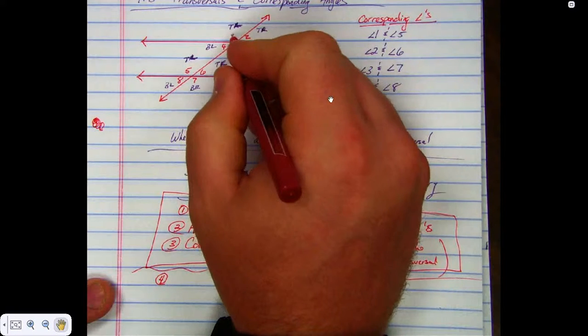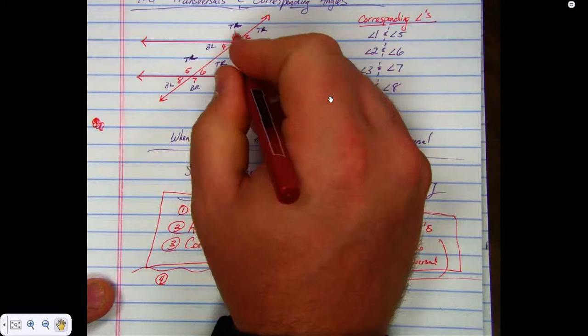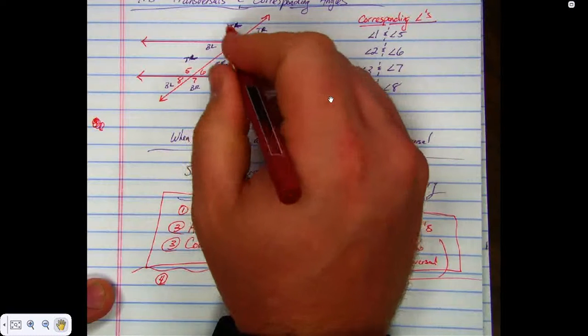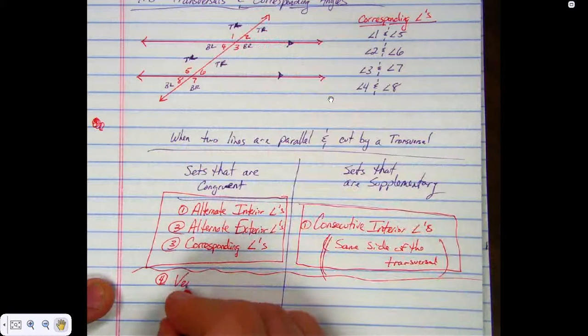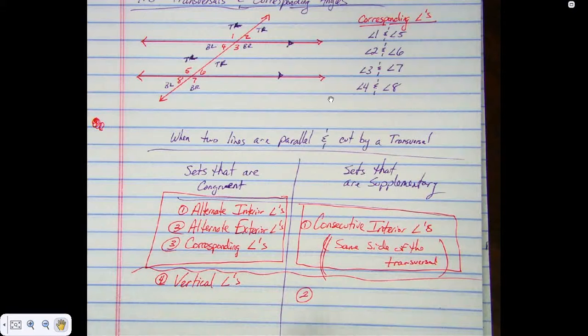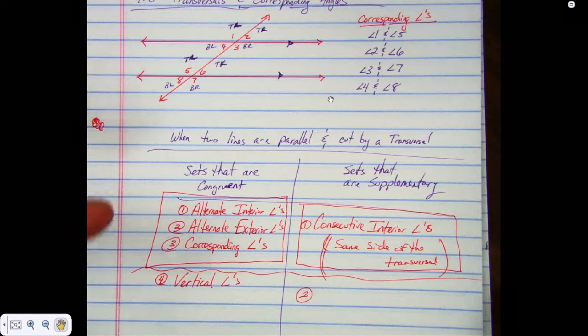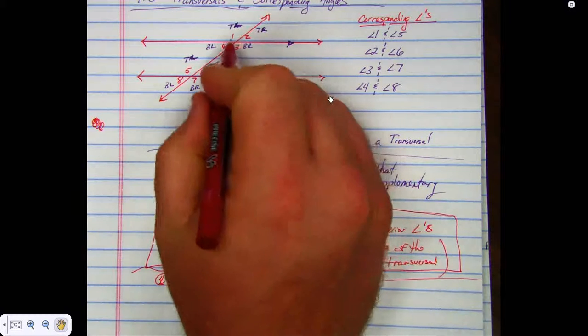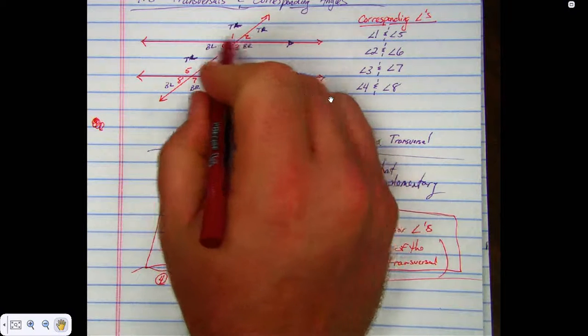When we look up here, how do 1 and 3 relate to each other? Everybody look at 1 and 3 up here. What type of angles are those? Vertical. So vertical angles will also be congruent, won't they? Everyone agree? There's one other type, but this has nothing to do with them being parallel. When we're looking at this picture, these are the things we can look for. What about 1 and 2? What do we say those are called?